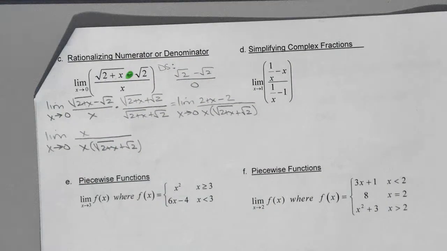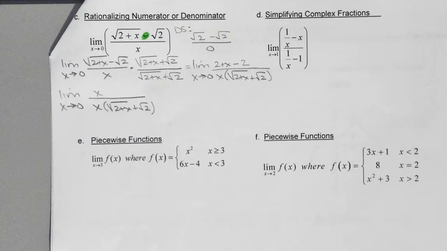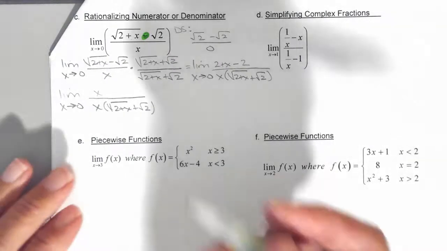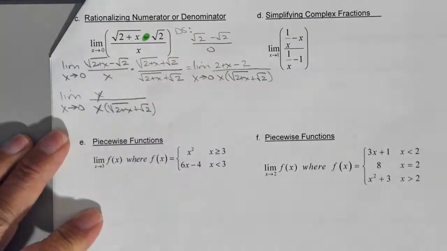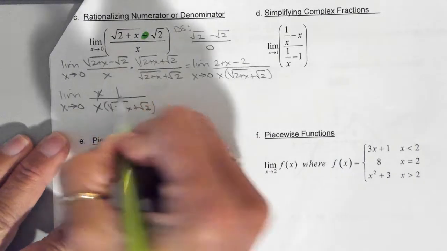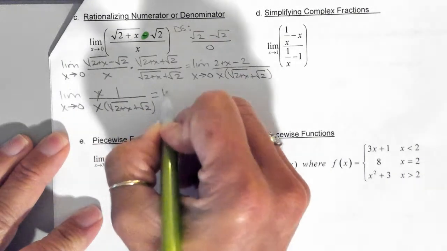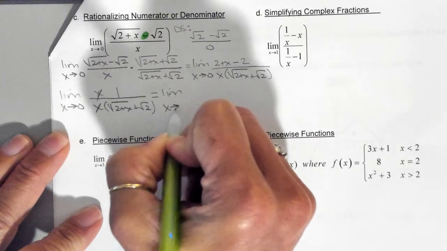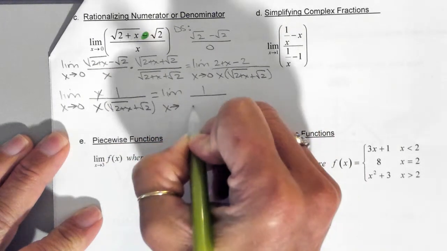Okay? Now what can I do? Now my x's can go, right? I can get rid of that silly thing. What's in the numerator then? Ooh, I heard 0. Just kidding, what is it? 1. It's a 1.